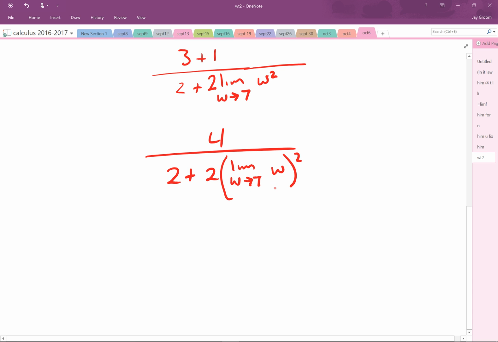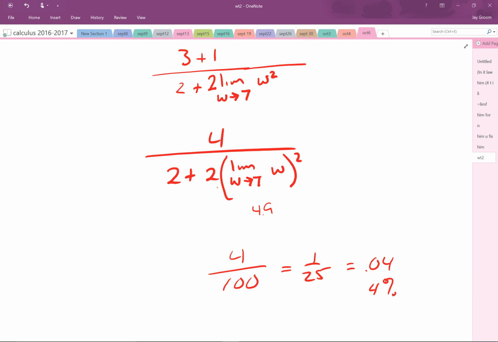So 7 squared is 49. Times 2 is 98. Plus 2 is 100. So that's 1/25. Bam. Or 4%. Or 4. Or 4%. Whatever turns your crank, so to speak.